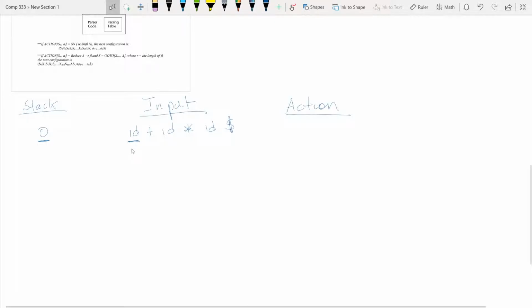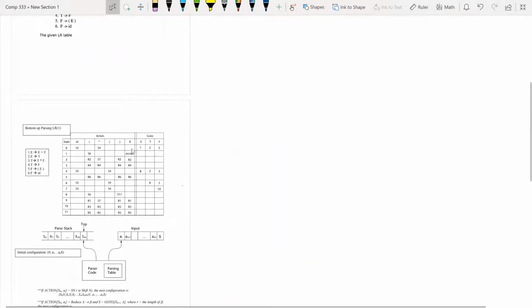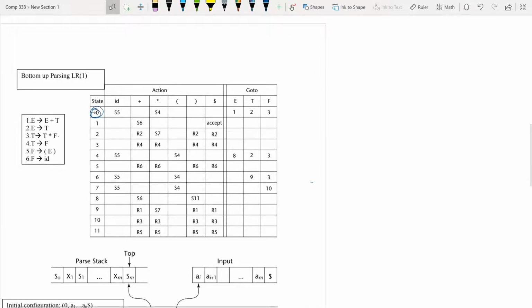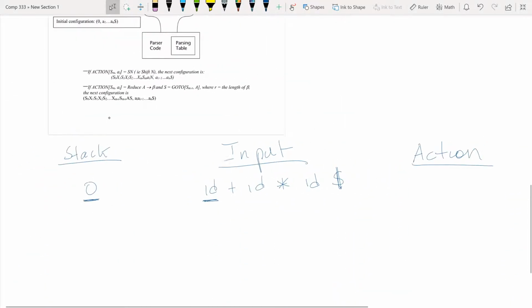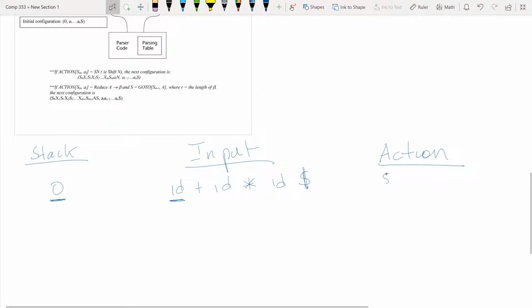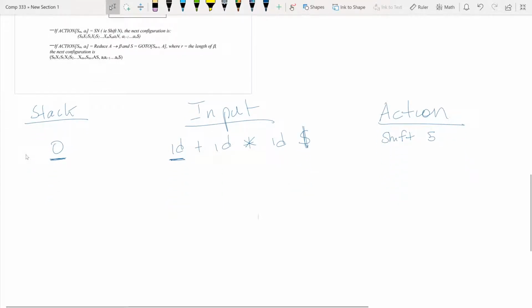We put zero and ID together and look at the big table. We have zero, we have ID, so we do a shift 5. S5 is shift 5. What that means is we go down here, write 0, this comes over here to the ID, and then it gets a 5 after it. So we have 0, ID, 5, and then everything else gets copied down: plus, ID, multiply, ID, dollar sign.